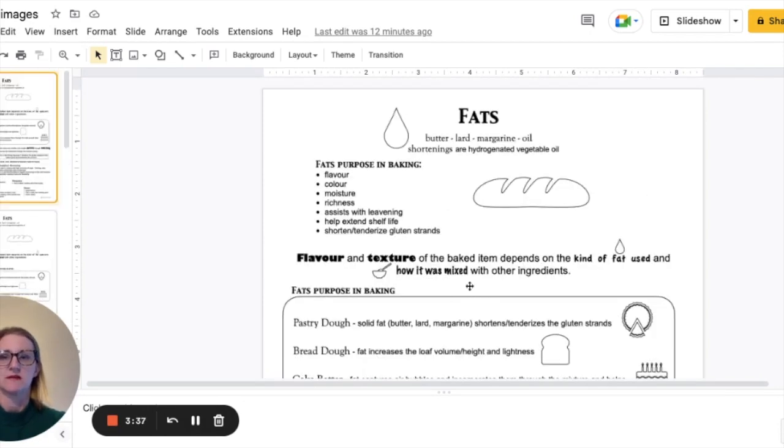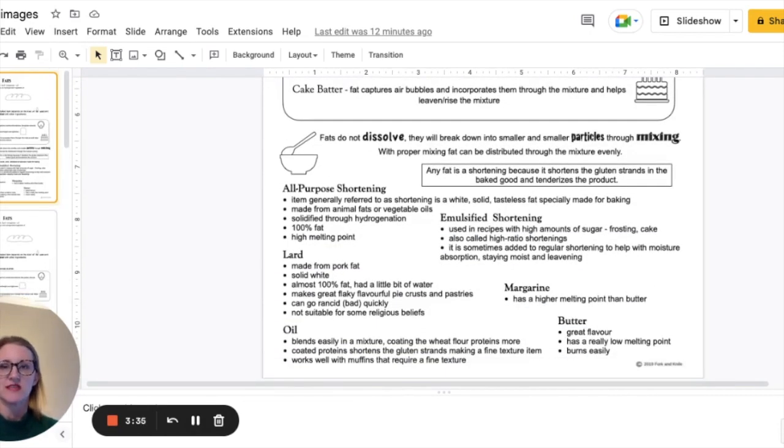Oh, that went to the next page. Sorry. So it talks about in the bottom of this page kind of how they work, the pros and cons, right? Like butter is used for its great flavor, but it has a low melting point and it burns easily. So those are some facts about butter that you need to be aware of when you are baking and cooking and using it.